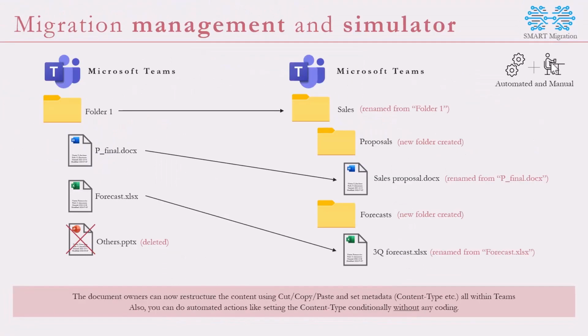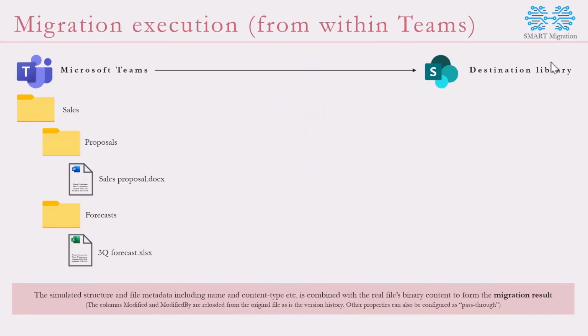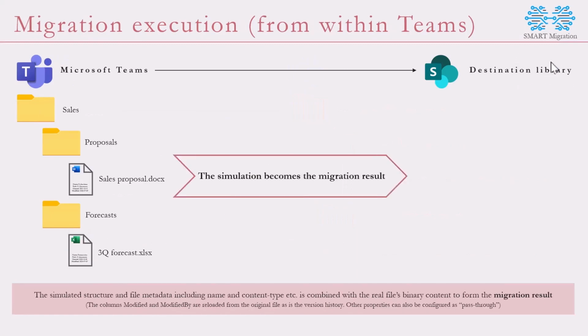Then the content owners can restructure the content using cut, copy, and paste, and they can set metadata and content type, etc. all within Teams. Also, you can do automated actions like setting content type conditionally without any coding. Once the simulation is complete, the migration takes place. The simulation becomes the actual migration result.